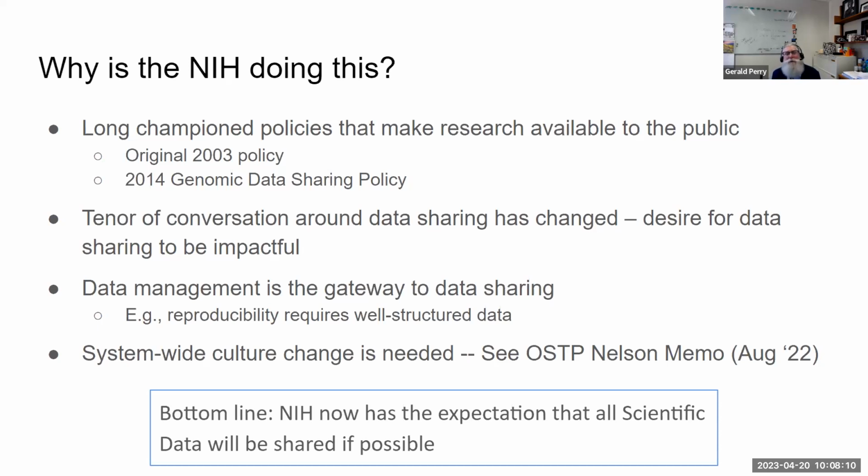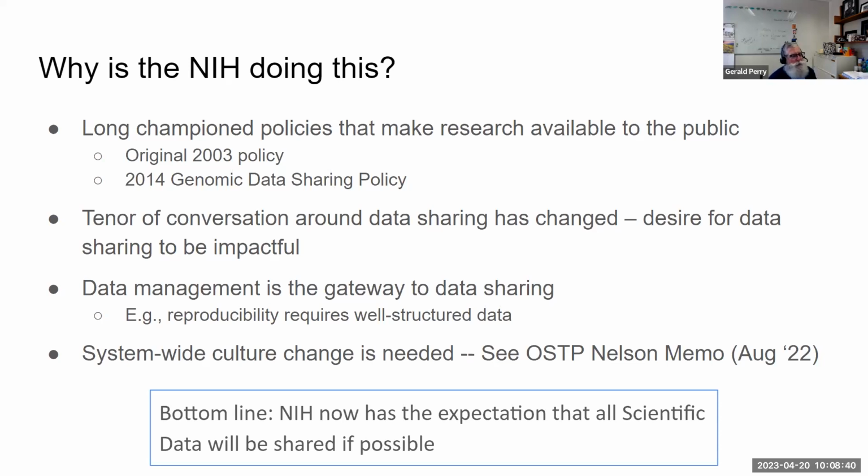So the tenor of the conversation around data sharing has changed, and there certainly is a desire for data sharing. We want to emphasize the impact of this publicly invested research. We know that data management is the gateway to data sharing, so reproducibility really does require that we have well-structured and accessible data. And we want to encourage and support reproducibility of research. That's how science gets done, right?